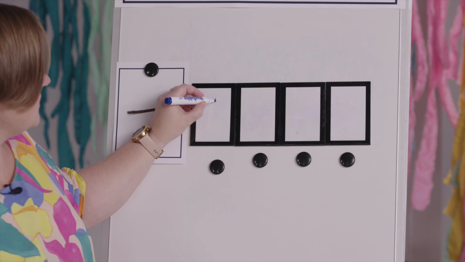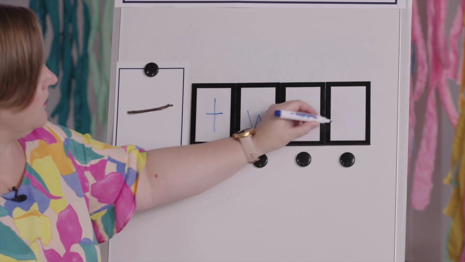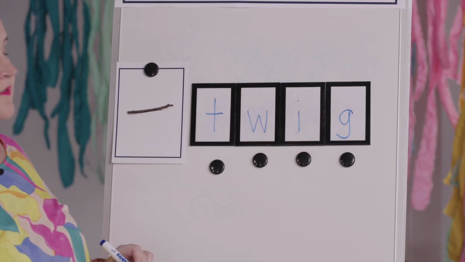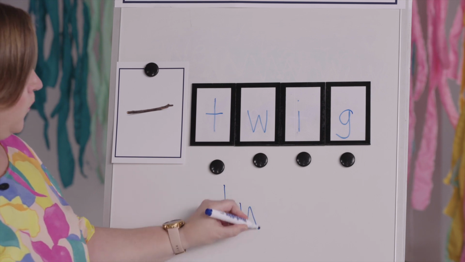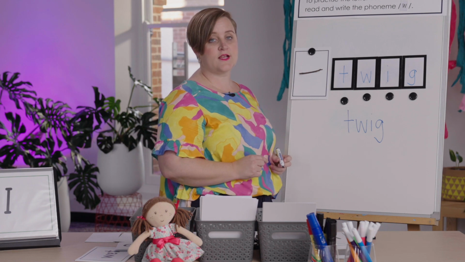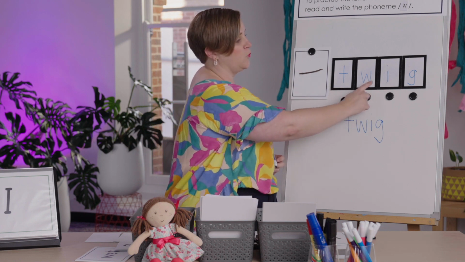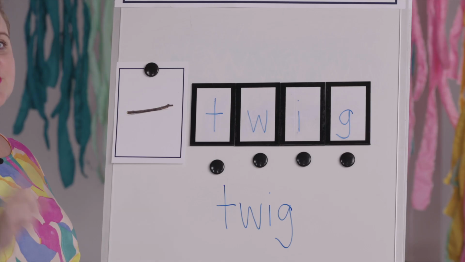Let's write the graphemes. T, w, i, g. And let's write the whole word. T, w, i, g. Let's sound it out. Twig, twig. How did you go with that one? Let's try one more.